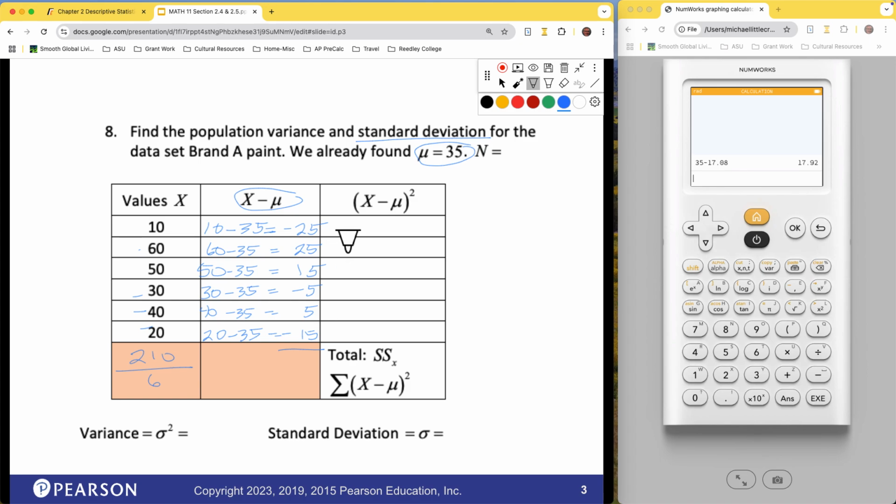But the problem we run into is you'll see a negative 25 plus 25, that's 0. Positive 15 minus 15, that's 0. Negative 5 plus 5, that's 0. If you add all these together, you get 0, and you will always get 0. That makes this whole process sort of worthless. So we're at a dead end. We cannot get an average deviation this way.